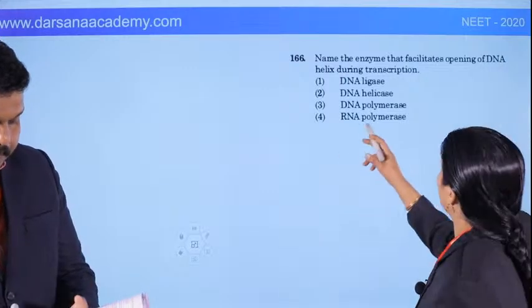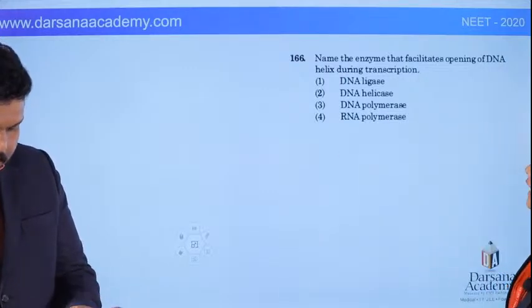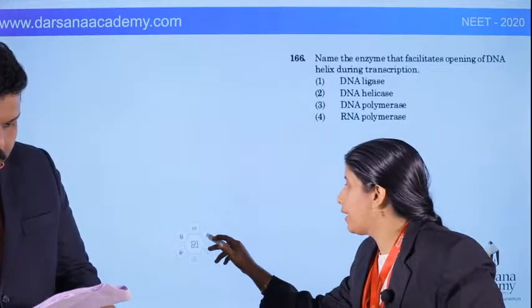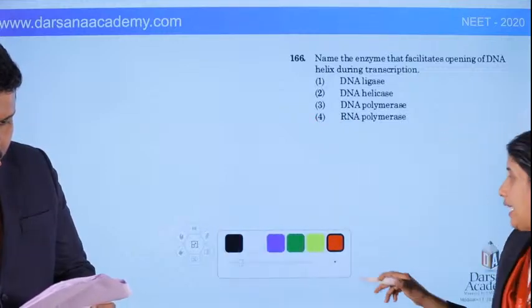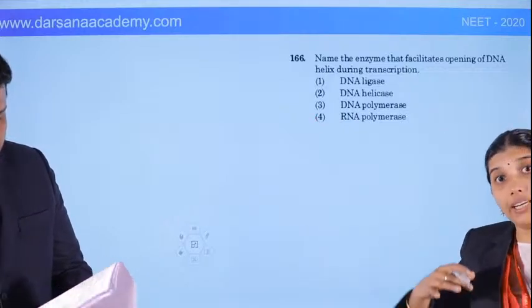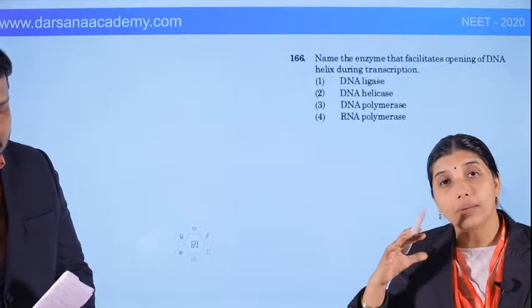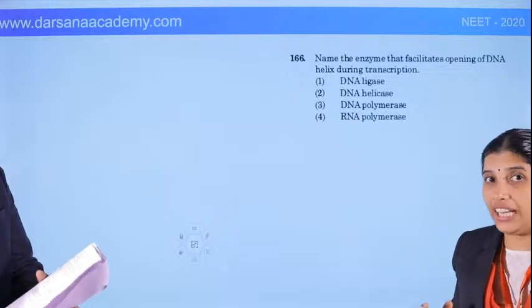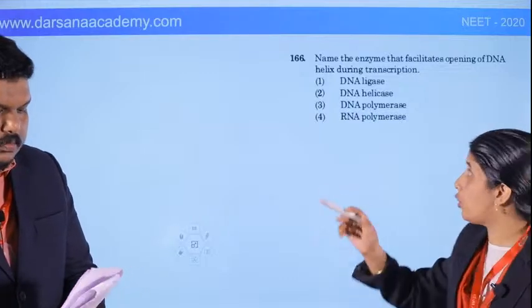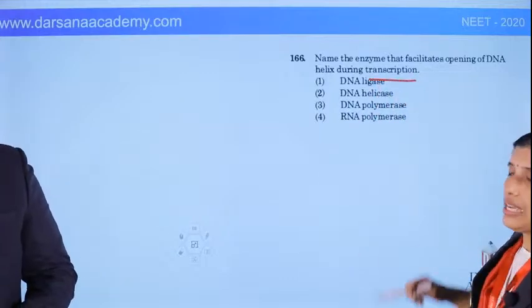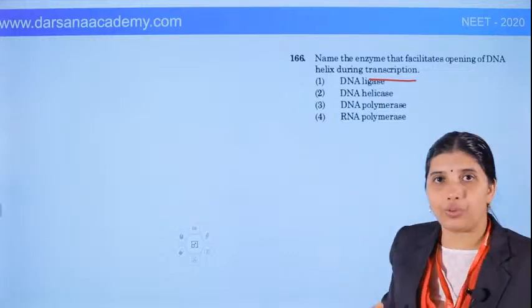Name the enzyme that facilitates opening of the DNA helix during transcription. Going through this question, we can see opening. Is it during translation? No, this is replication, where we can say the help of DNA helicase. But here the question is related to transcription, and transcription is connected with RNA polymerase.